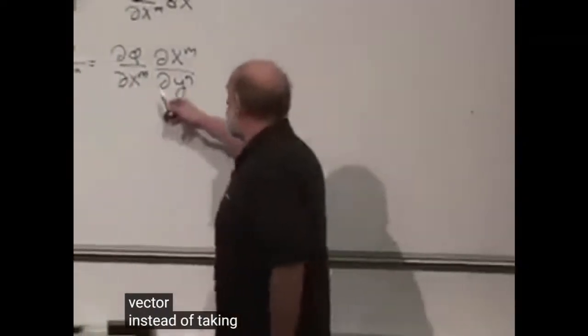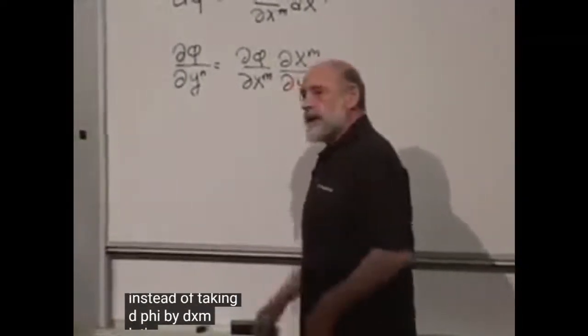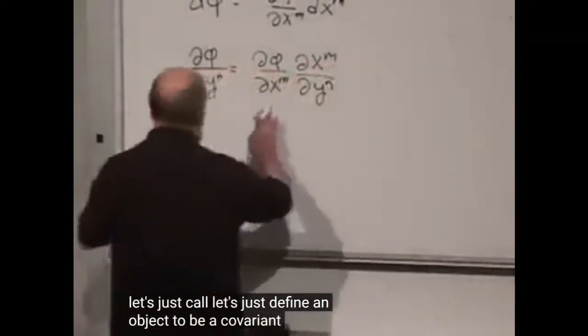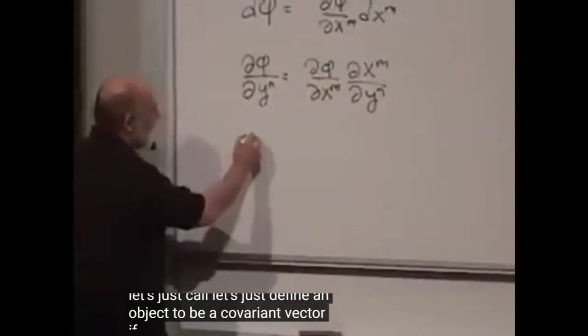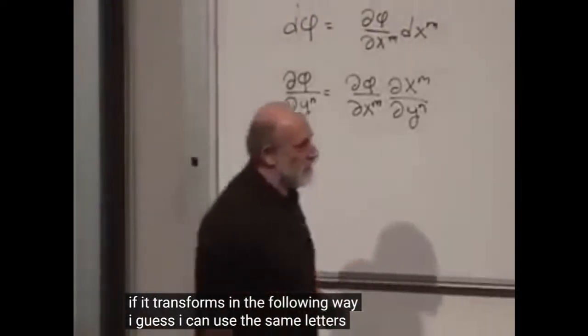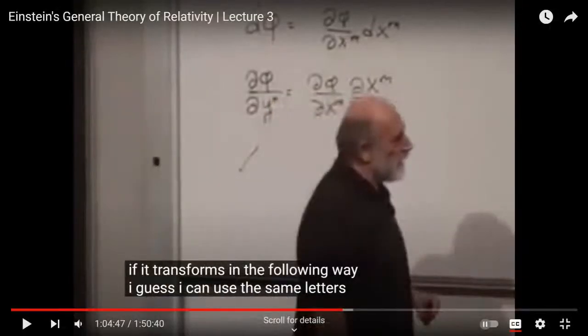Instead of taking d phi by dxm, let's just define an object to be a covariant vector if it transforms in the following way. I guess I can use the same letters.